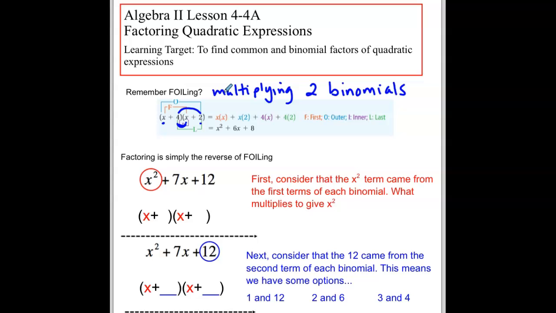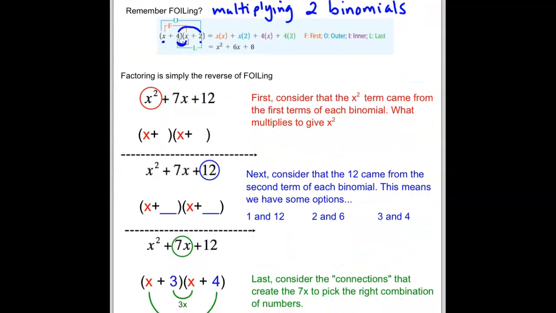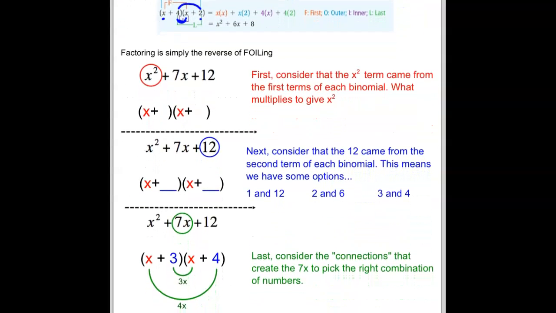Now when we factor, we are doing the reverse of foiling. So first consider that our x squared basically came from the first term in each. So to make an x squared, we needed an x times an x. Then remember that our constant 12 here came from multiplying the last two numbers. So this was first, and this is last.